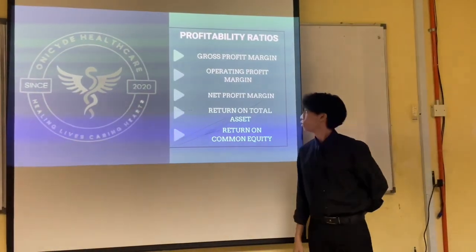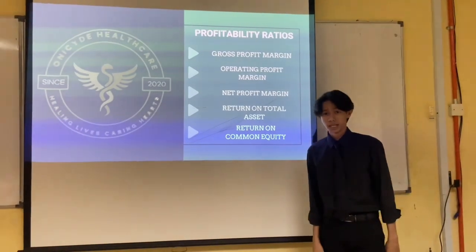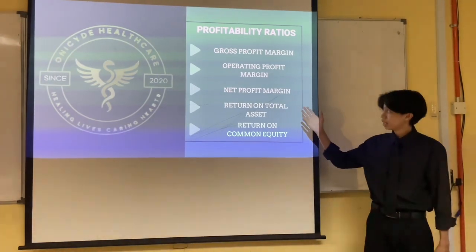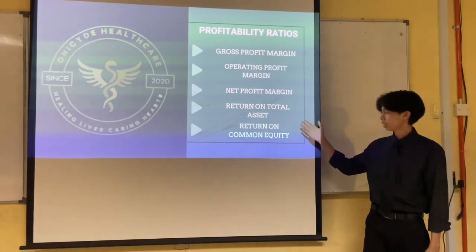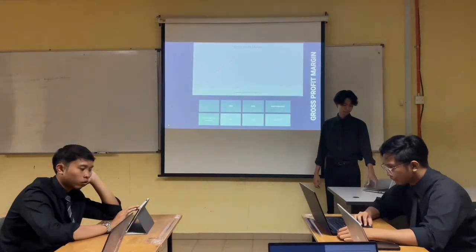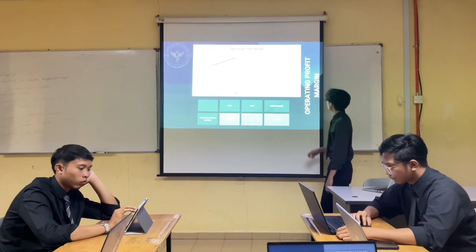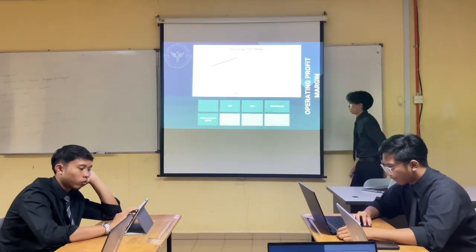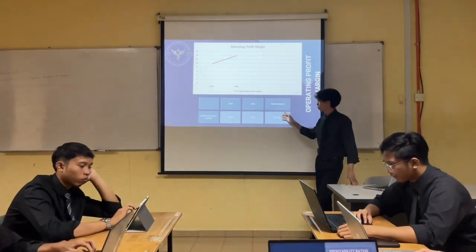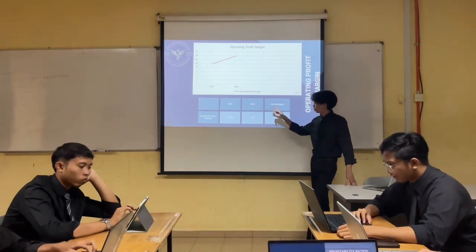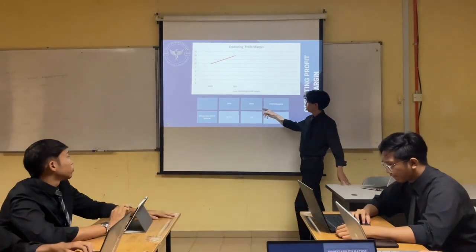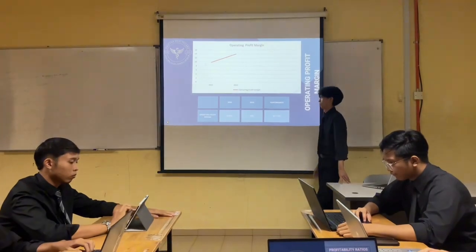Okay, lastly, we move to our profitability ratios. In these ratios, we have gross profit margin, operating profit margin, net profit margin, return on total assets, and return on common equity. Okay, next, we move to our operating profit margin. For our operating profit margin, we get better performance also, because for 2021 we got 9.80%, and for 2022 we got 40%.